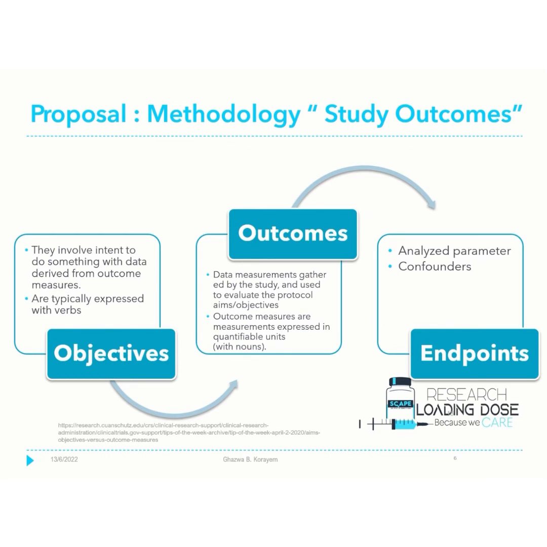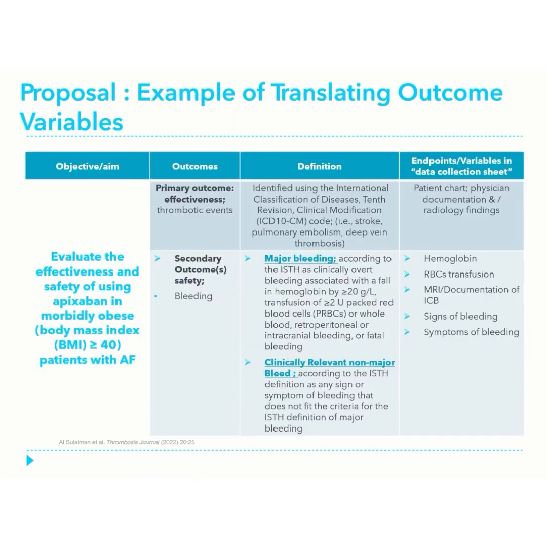So the study objective is usually expressed in a verb. It involves the intent to do something with data derived from the outcome. While the outcome is actually a measure, data that can be measured and gathered and used to evaluate the protocol. So the outcomes are usually expressed in quantifiable units or with a noun. Endpoints could be other confounders or other measurement and analyzing parameters that could support the outcome finding, and we'll give an example later on in the same study that we were applying the PICO question to.